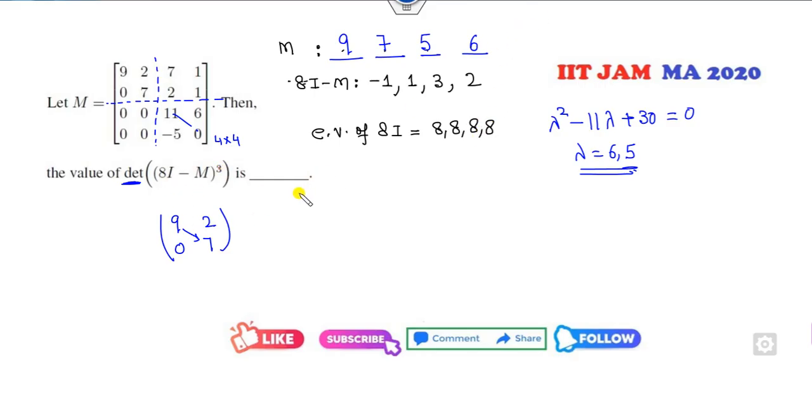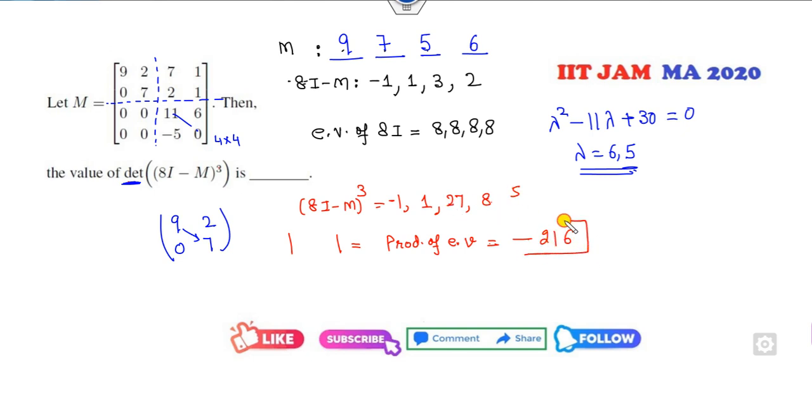Then you need the cube. What are the eigenvalues of (8I minus M) cube? So I can cube them: -1, 1, 27 and 8. Then your target is to find the determinant. So what is the determinant of this? This is the product of the eigenvalues, so I can multiply them. It's -1 times 1 is -1, times 27, times 8 is -216. That is the right answer of this problem. You can see a very simple approach. Whenever you see a matrix, always find the eigenvalues.